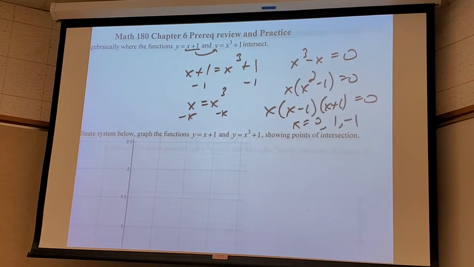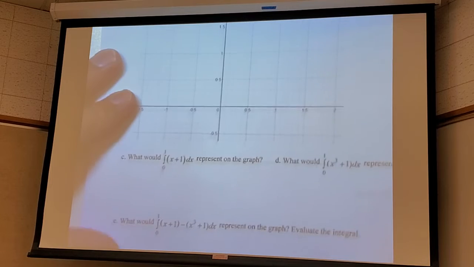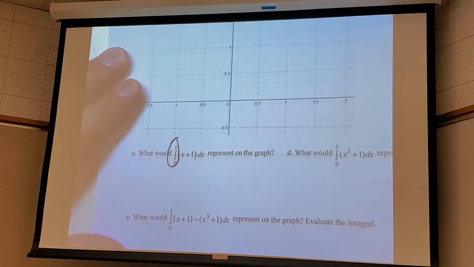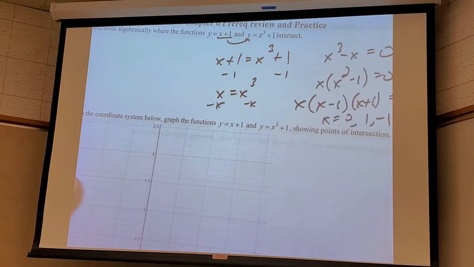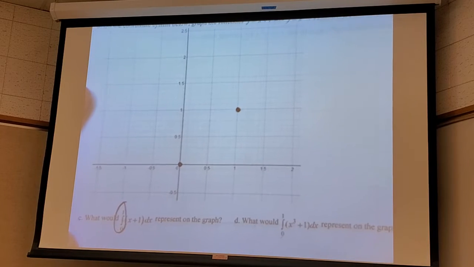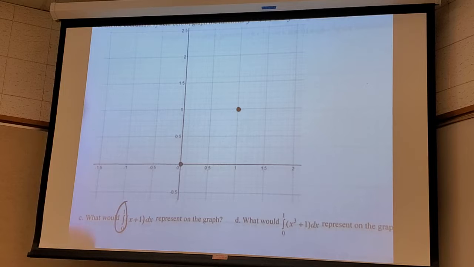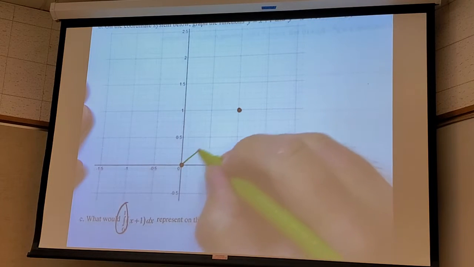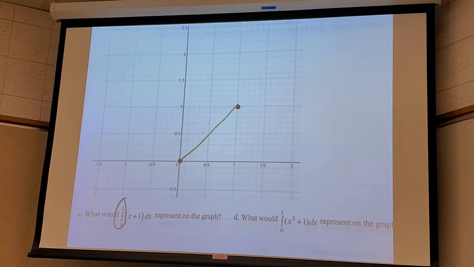I should have put something at the beginning. That's my fault, because later I show you I'm really only interested in the first quadrant. Just kind of focus on that. So I got 0, 0, and 1, 1. They definitely both go through there. One of them is a straight line.